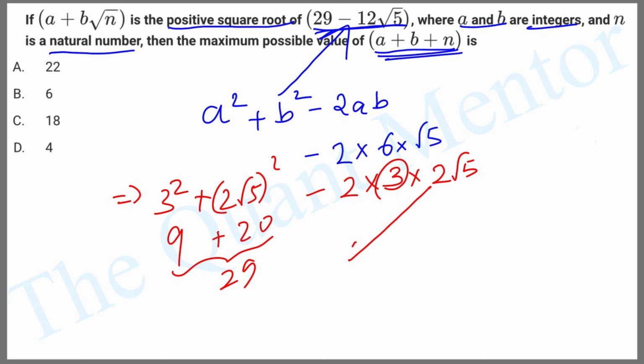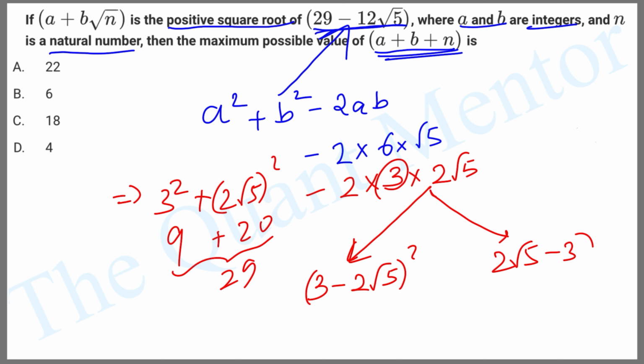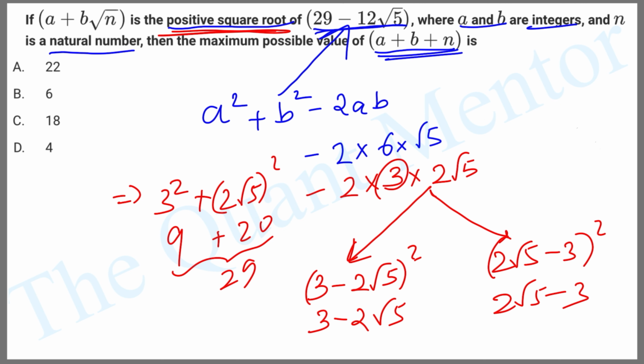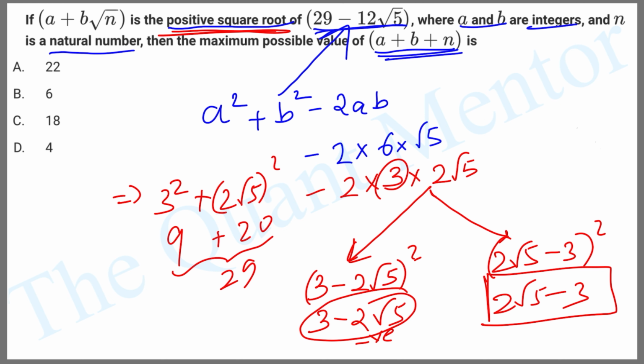So now there are two ways of writing this. This could be either 3 minus 2 root 5 the whole square, or this could be 2 root 5 minus 3 the whole square. So the square roots can be 3 minus 2 root 5 or 2 root 5 minus 3. But the question says a plus b root n is the positive square root. So I need to focus on the positive square root, which is naturally 2 root 5 minus 3. 3 minus 2 root 5 would be negative, so it is not the positive square root for sure. I need to focus on this term, 2 root 5 minus 3.